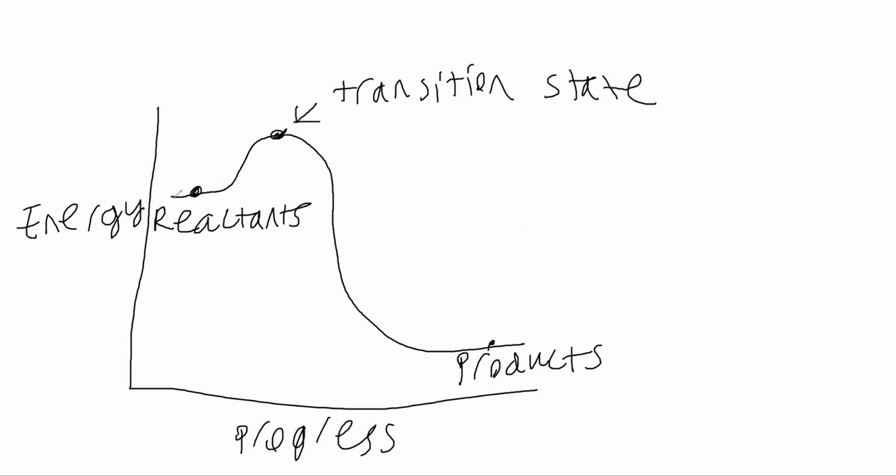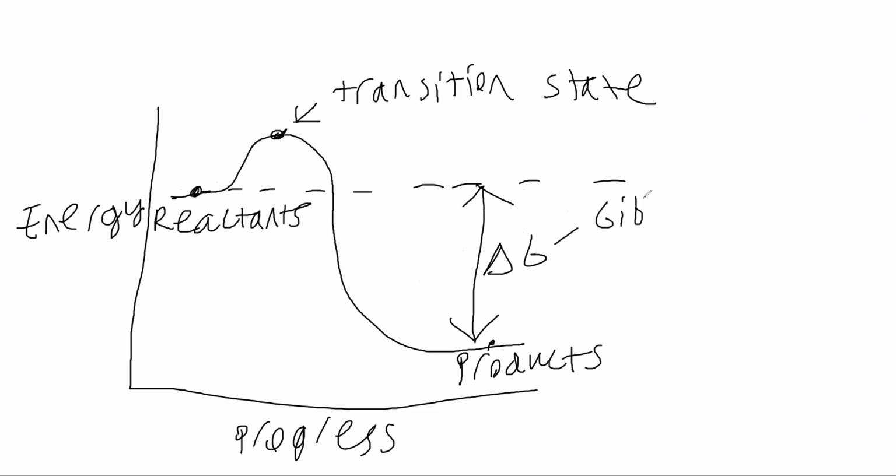So you can draw a horizontal line starting from the reactants, and then the energy difference, which is the difference on the y-axis from the reactants to the products, is called delta G, and that's the Gibbs free energy change. And if this is negative, then that means that the reaction was spontaneous. And if it's positive, then it's not spontaneous.